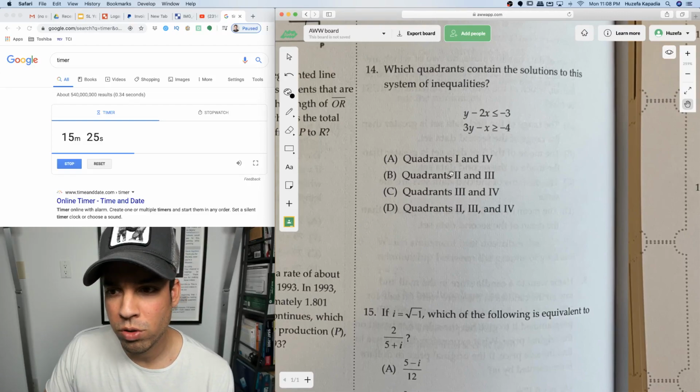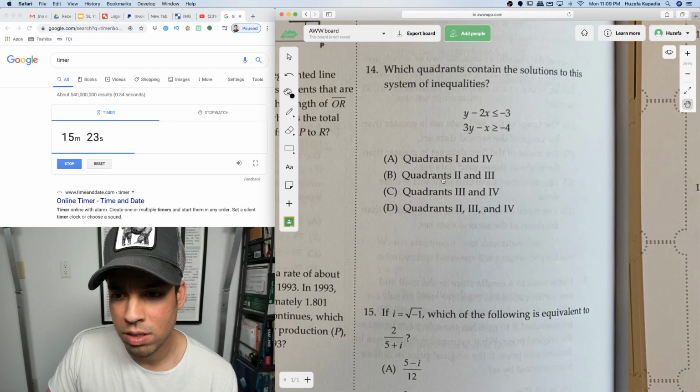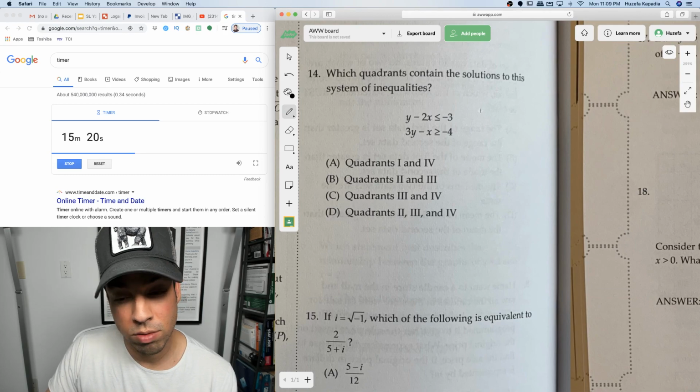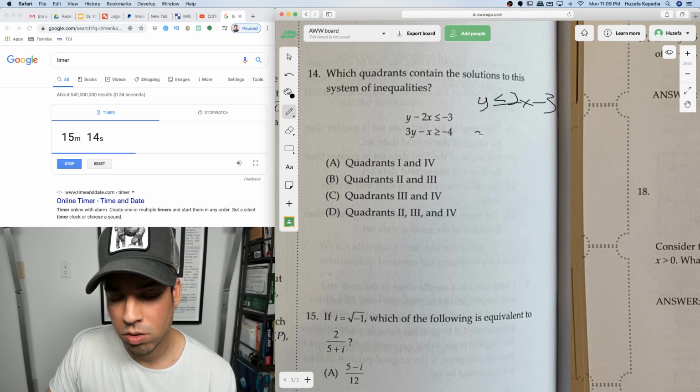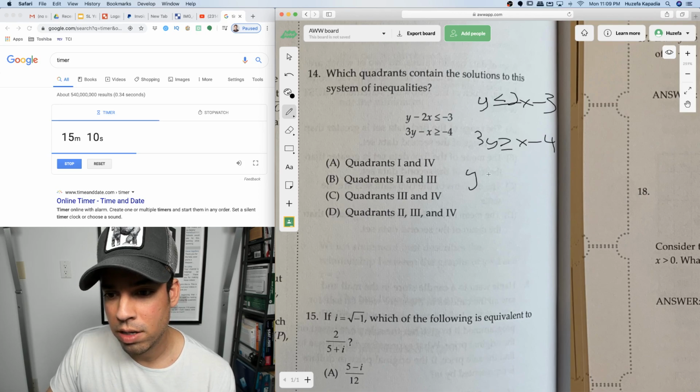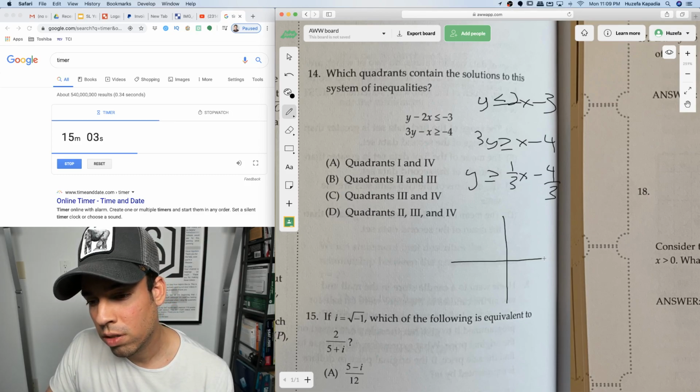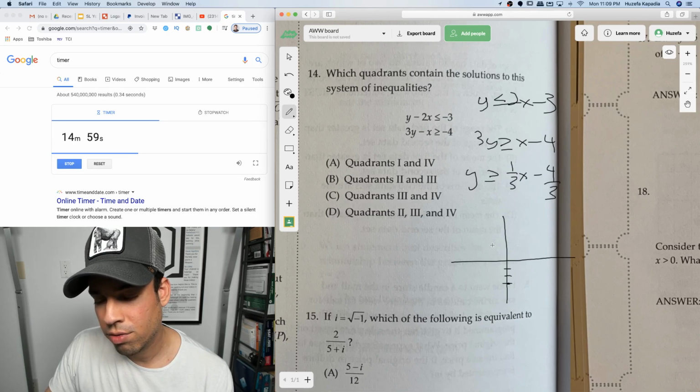14, which quadrants contain the solutions to this system of inequalities? So I'm going to have to graph it, I think. All right, so it's y is less than or equal to 2x minus 3. This one is 3y is greater than or equal to x minus 4. Y is greater than or equal to 1/3 x minus 4/3. So the first one, gosh, this is going to be approximate 1, 2, 3, right? -3, and it's got slope of 2 up to 1. Let's try and get this as good as I can.